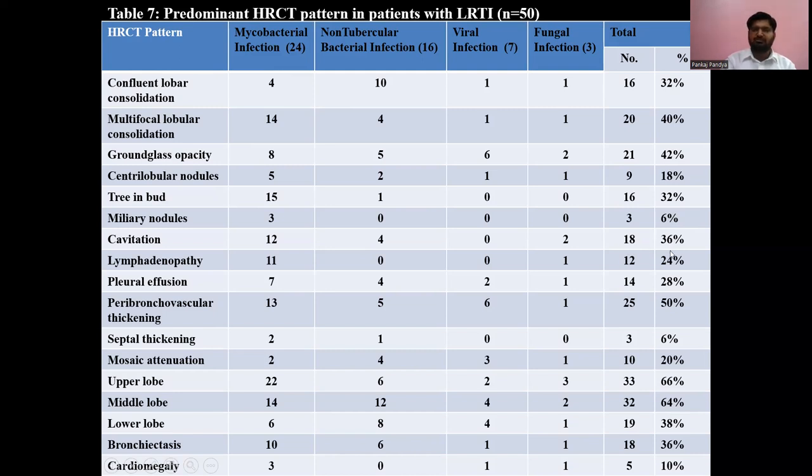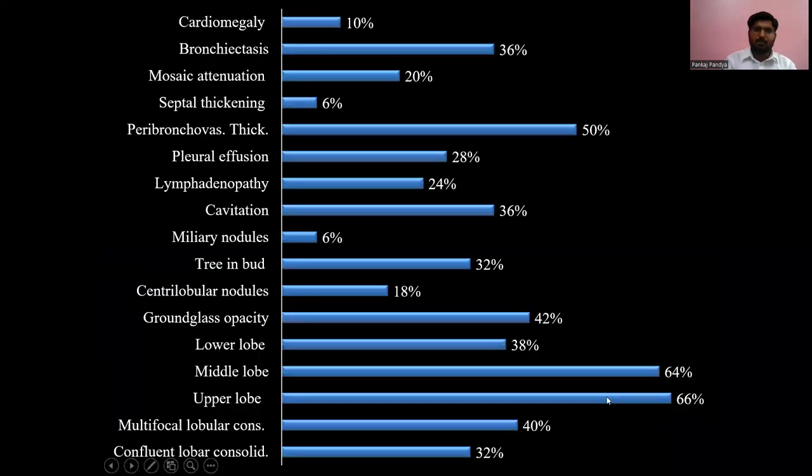And lymphadenopathy occurs in 24% of patients. This bar diagram shows the bronchiectasis is 36%, mosaic attenuation 20%, pleural effusion seen in 28%, cavitation also seen in 36%, tree-in-bud is 32%, and lobar consolidation is most common.